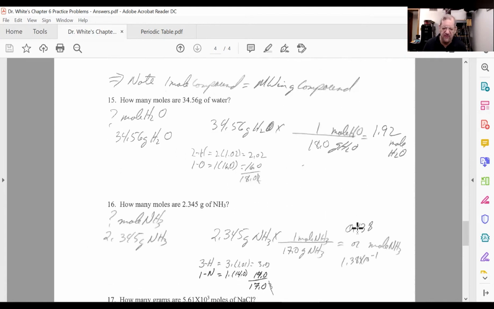All right, let's use this, and even on the problem set, 1 mole of a compound equals the molecular weight in grams of that compound. Now, the question is, how many moles are 34.56 grams of water?